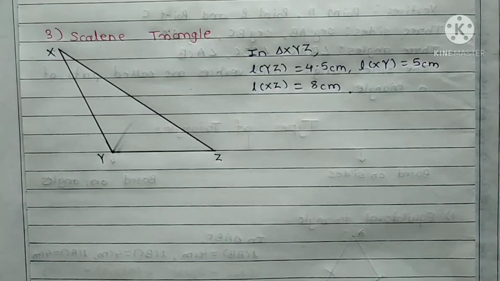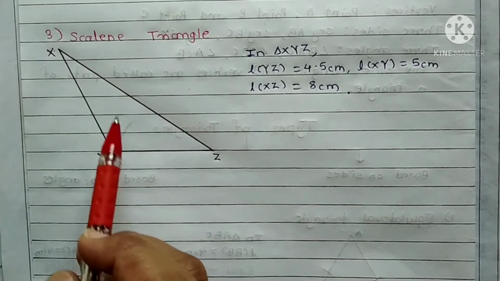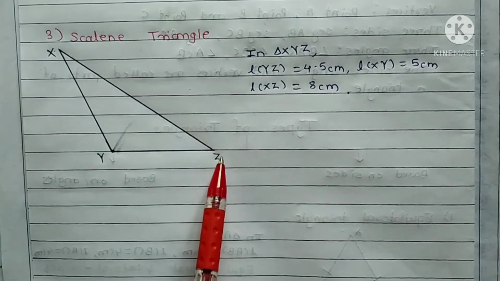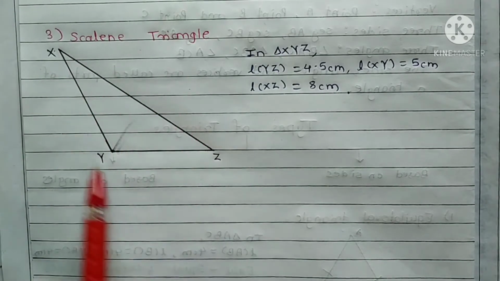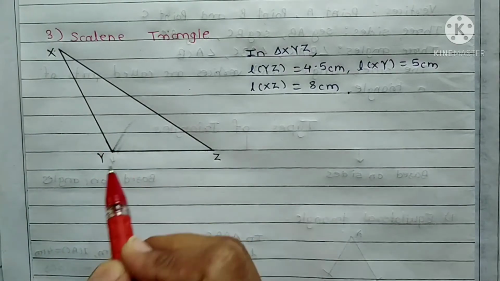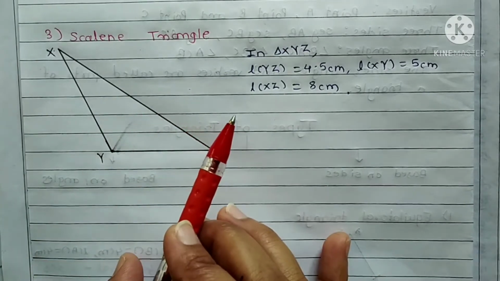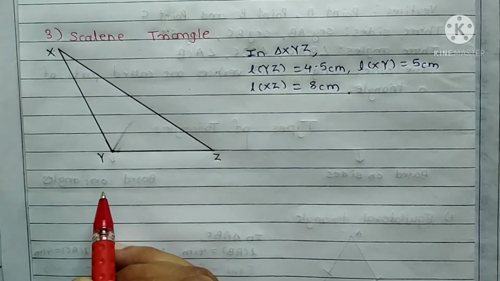Now see the third type. Next is scalene triangle, a triangle which has no two sides equal. See the diagram. In the diagram, length of XY equal to 5 cm, length of YZ equal to 4.5 cm and length of XZ equal to 8 cm. In this triangle, the length of three sides is different. That means this is a triangle with no two sides equal. Therefore triangle XYZ is said to be scalene triangle.